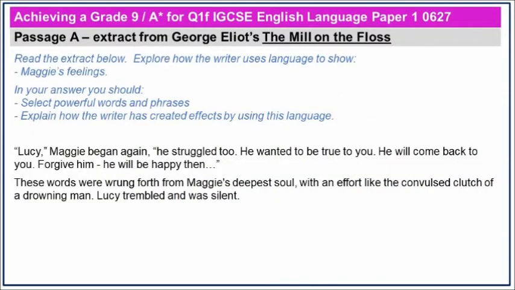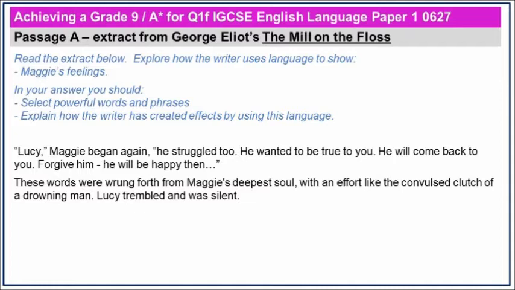The question will always be in the format shown in blue. However, there will probably be 2 or 3 bullet points for you to focus on rather than just one as here. In this section, I want to focus on how the writer uses language to present Maggie's feelings. Here's the extract from George Eliot's The Mill on the Floss.